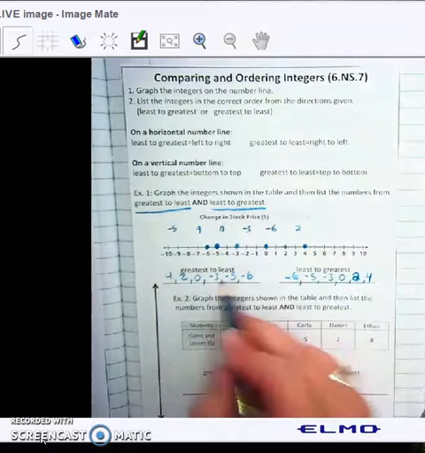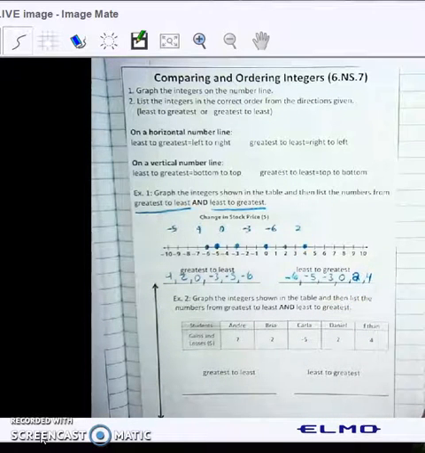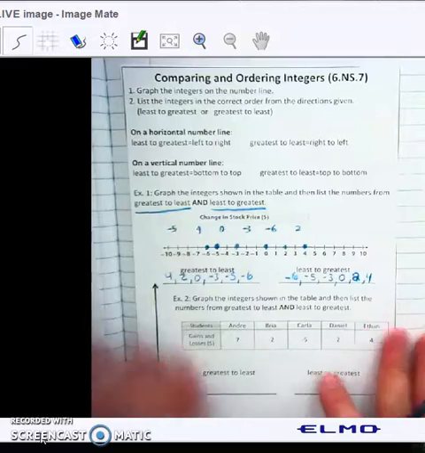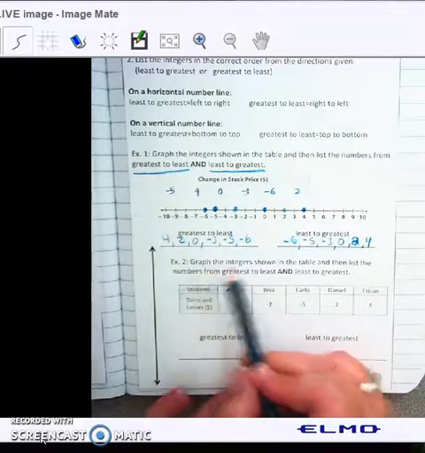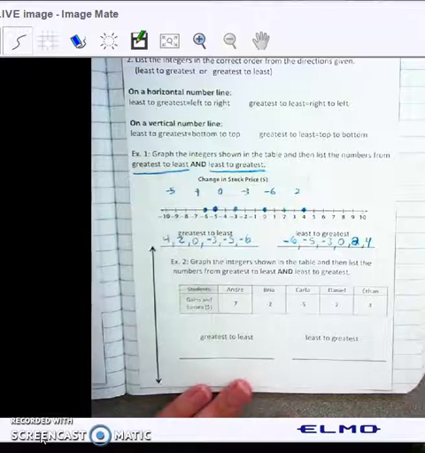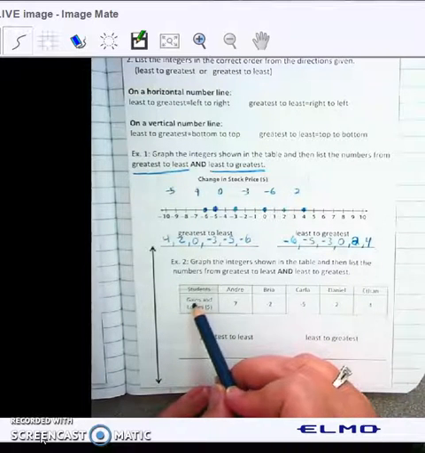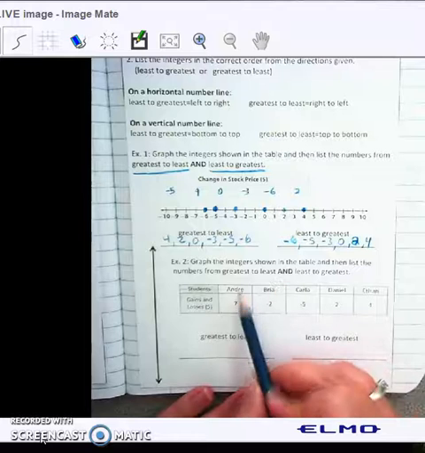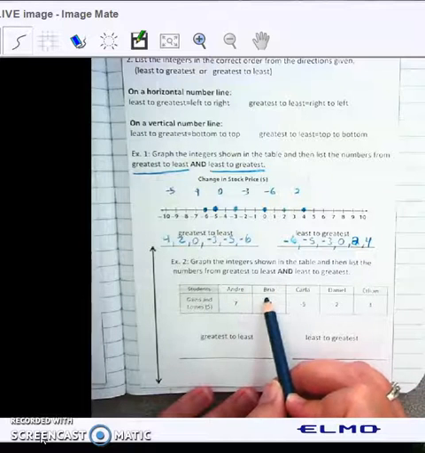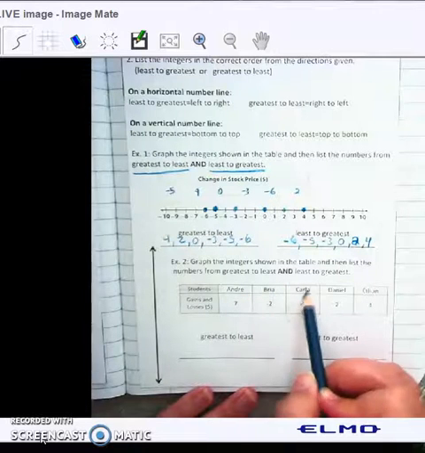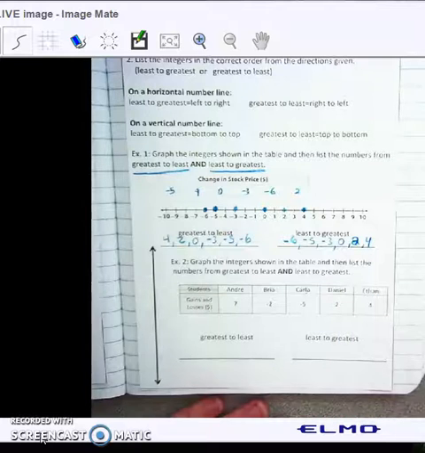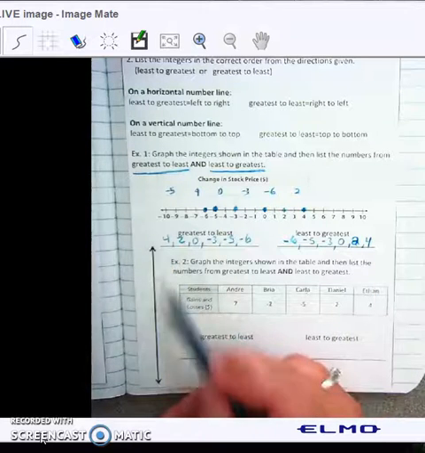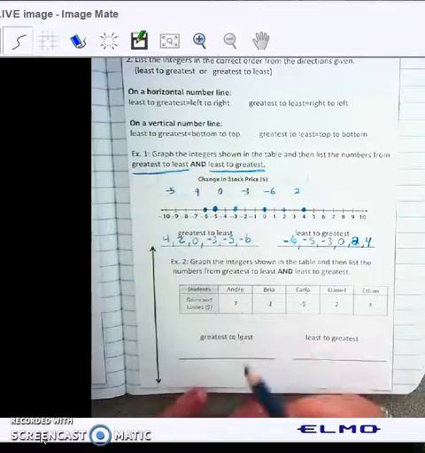Okay, so we have greatest to least and least to greatest. So let's look at example number 2. Graph the integers shown in the table and then list the numbers from greatest to least and least to greatest. So our gains and losses, so Andre has 7, Bria has -2, Carla has -5, Daniel has 2, and Ethan has 4. So let's first create our own vertical number line on the left.